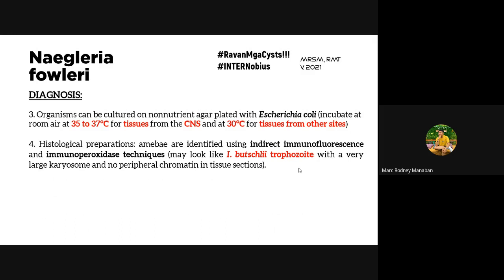Now, understanding it may look like an Iodamoeba boettchlii trophozoite, because recall, di ba, your Naegleria fowleri trophozoite contains a large caryosome and a spherical nucleus, which is similar with Iodamoeba boettchlii, di ba? I. boettchlii contains a large caryosome and spherical nucleus. But look at the specimen, kung asa siya gikan. It's from brain or CSF. And your Iodamoeba boettchlii dili maabot sa CSF or sa brain.